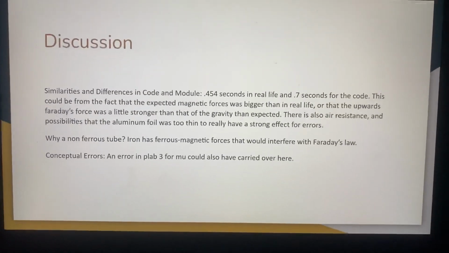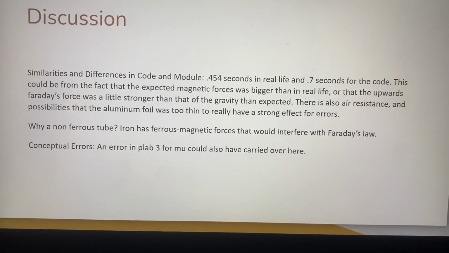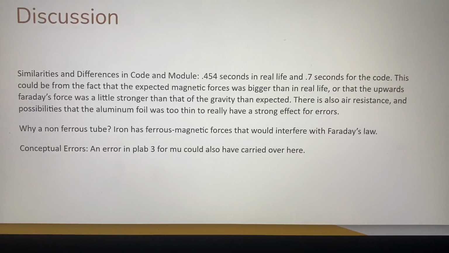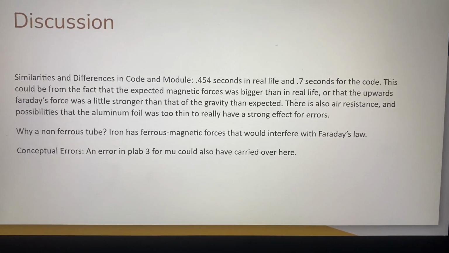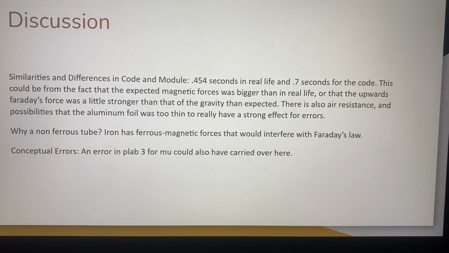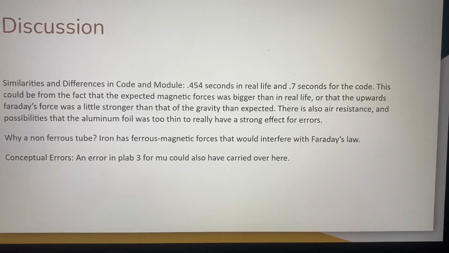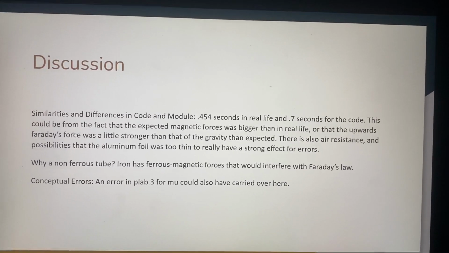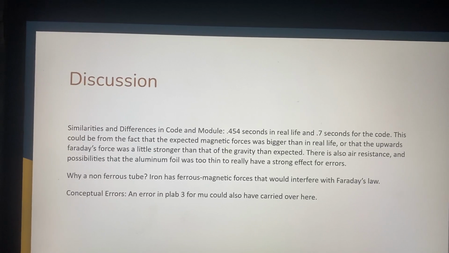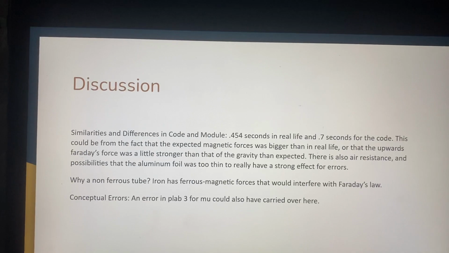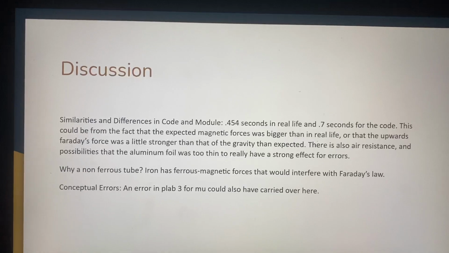Anyways, so similarities and differences in the code. So 0.454 seconds measured in real life and 0.7 seconds for the code. This could be from the fact that the expected magnetic force was bigger in real life, or that the upward Faraday's force was a little stronger than that of gravity, which would make it take longer. There's also air resistance and the possibility that the aluminum foil was too thin to have strong effects. Those are the errors. Also in the code, the mu from the previous labs could have been wrong, so the prediction could have been wrong.